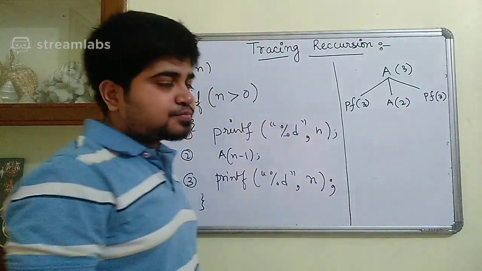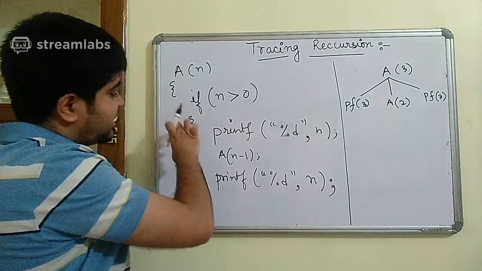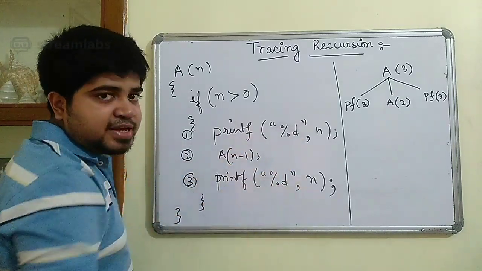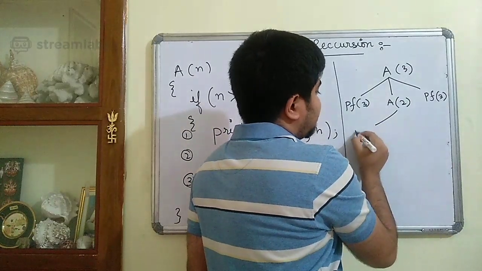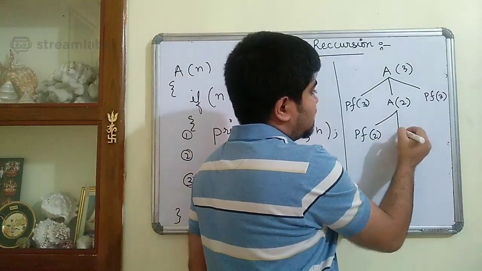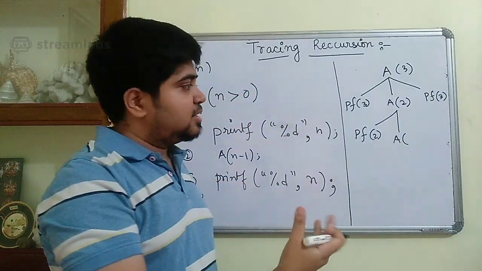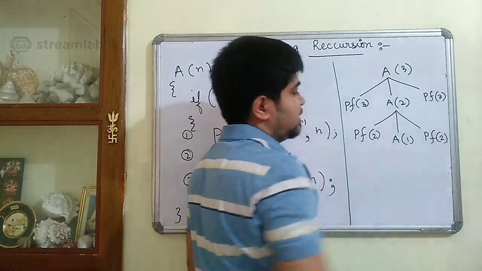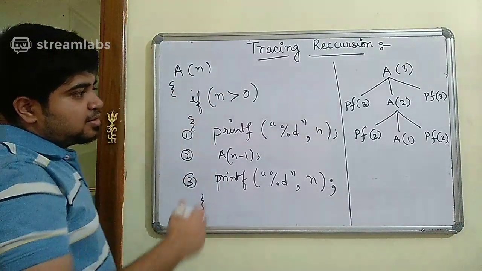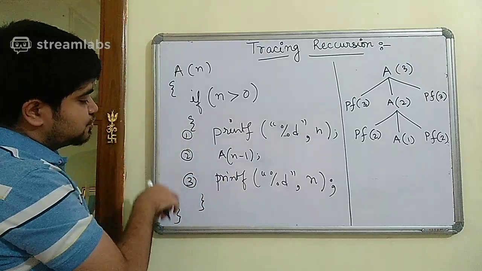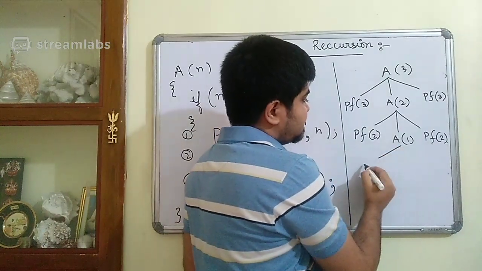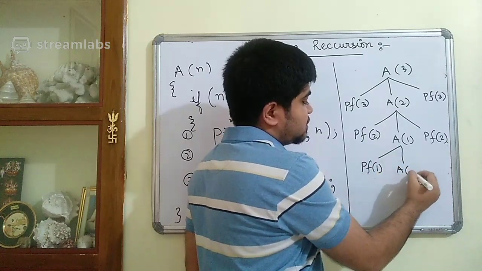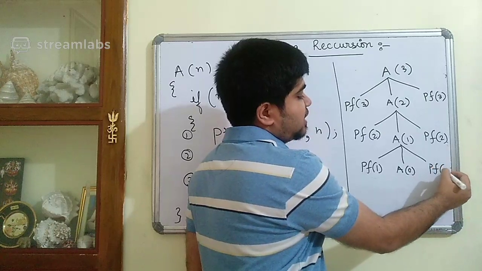Again, a of 2 will perform the very same 3 lines, 1, 2, 3. Printf n, a of n minus 1, printf n. So it will printf 2, call a of n minus 1, that is 1, and it will printf 2 again. Again a of 1, what will it do? The very same thing, 1, 2, 3. So a of 1 is printf 1, a of 0, printf 1.